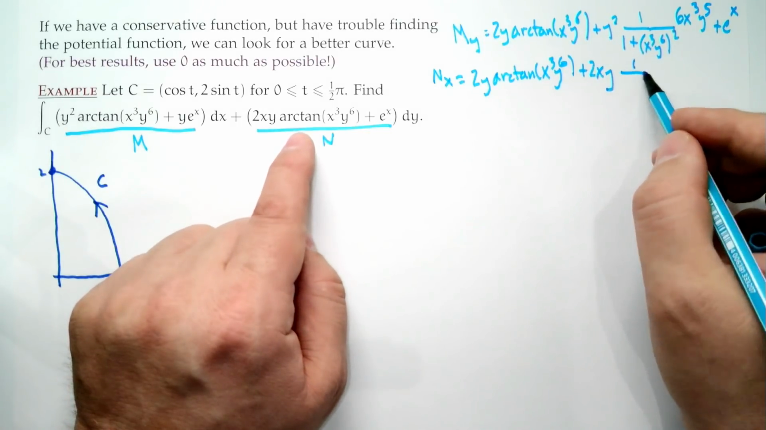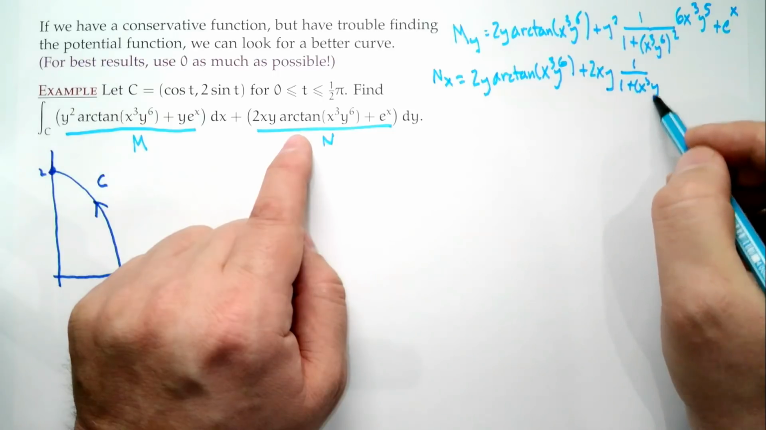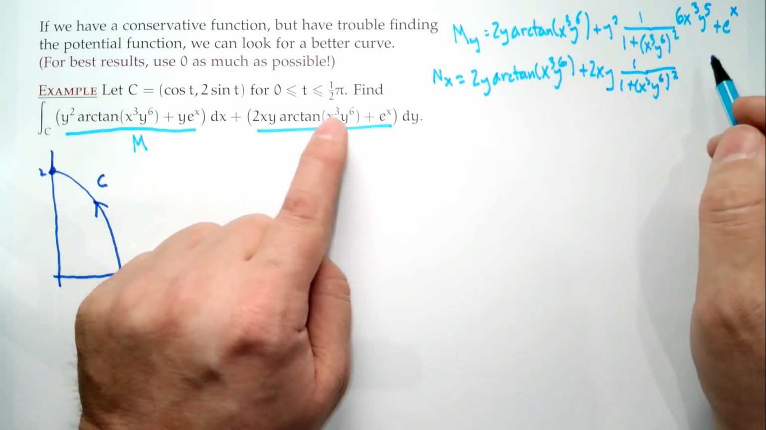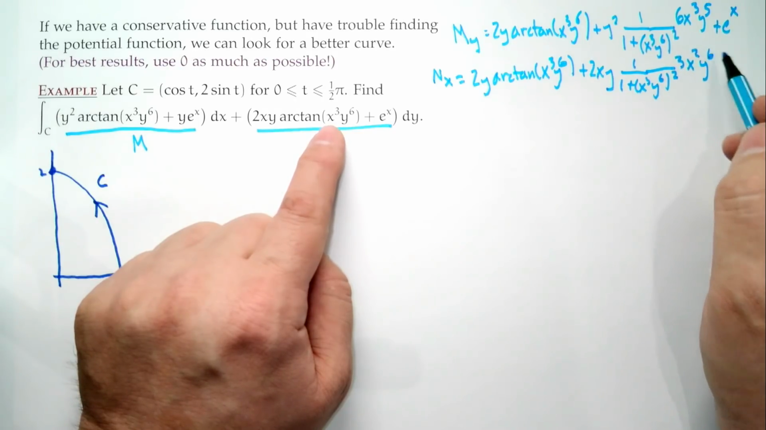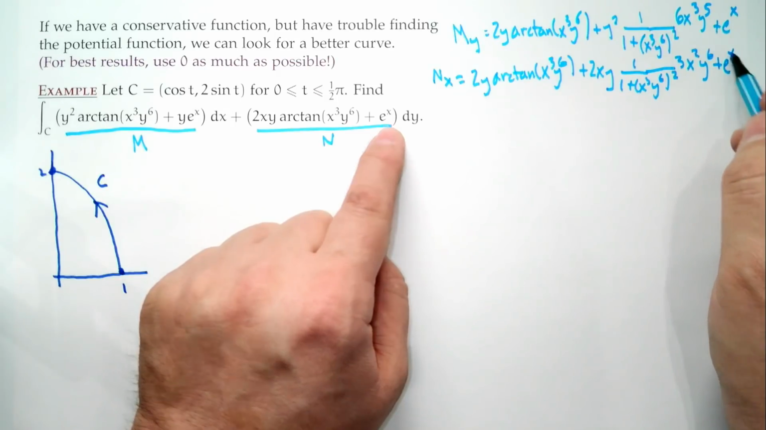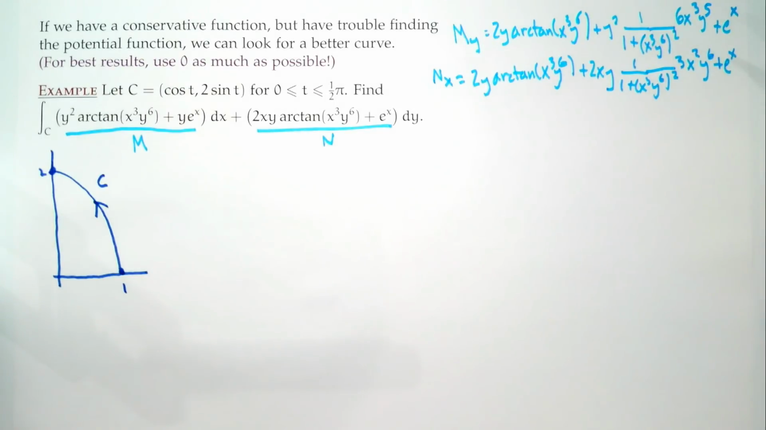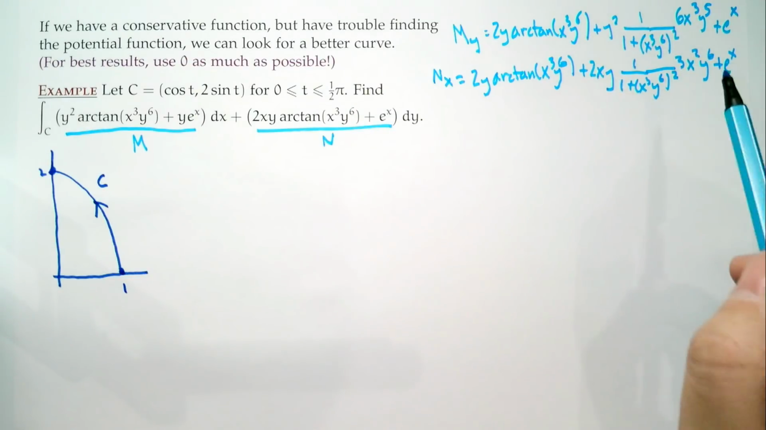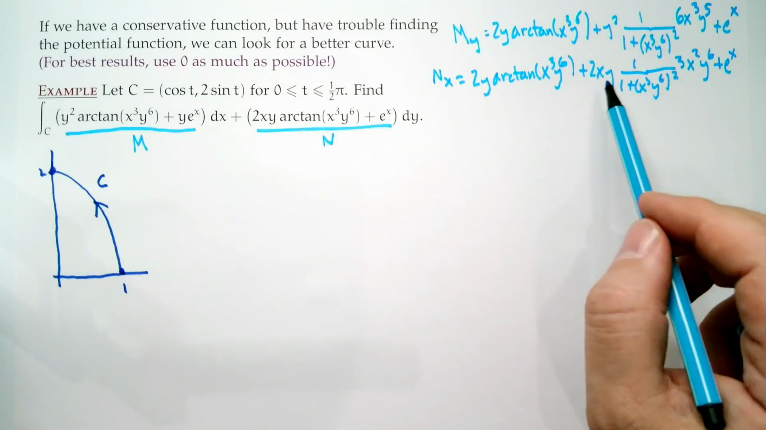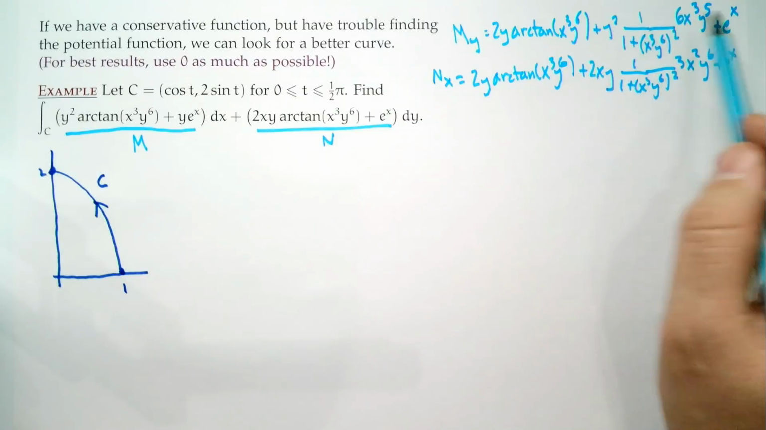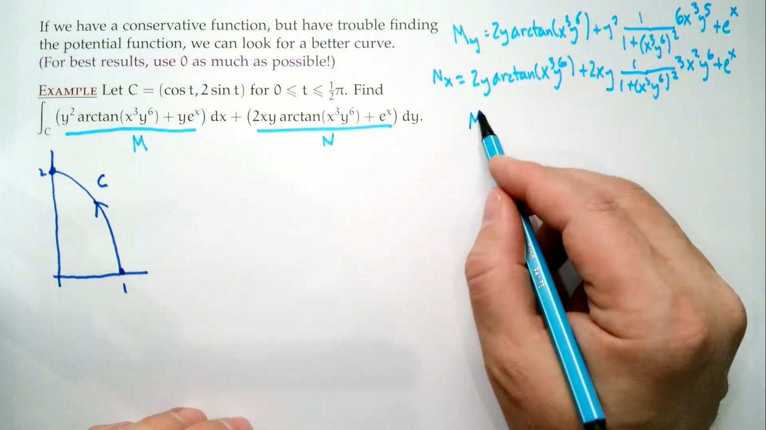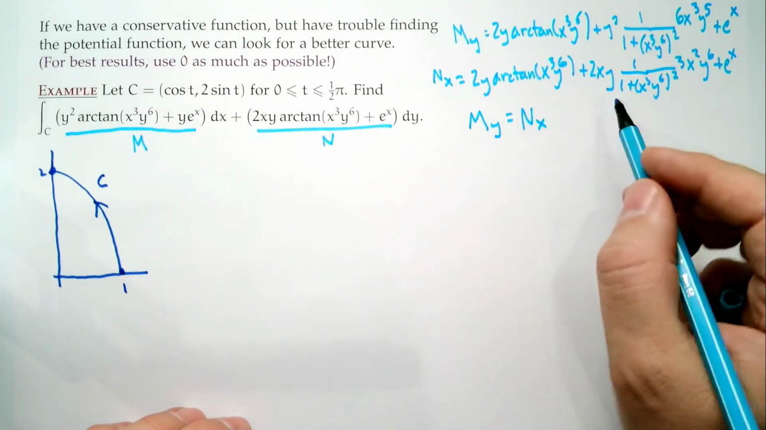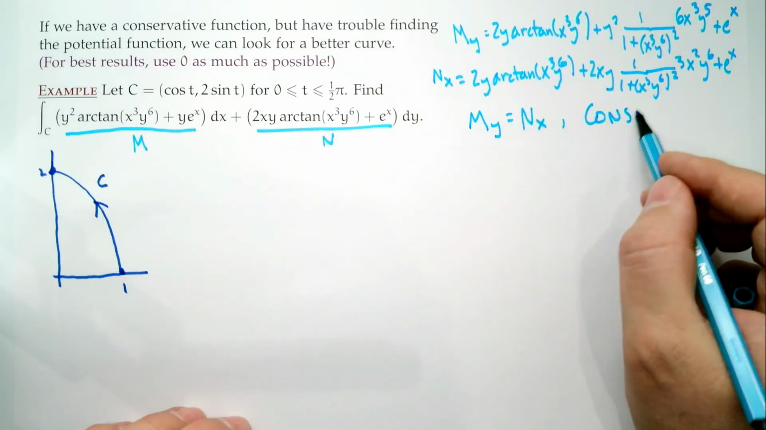Derivative of arctangent is 1 over 1 plus (x cubed y to the 6) squared, times the derivative of the inside, which would be 3x squared y to the 6. And the derivative of e to the x with respect to x is e to the x. Do these match? The e to the x terms certainly match. The arctangent terms match. And if you stare, you'll see you get a 6 x cubed y to the 7th. They do match. So M_y is equal to N_x, which means we are in fact conservative.